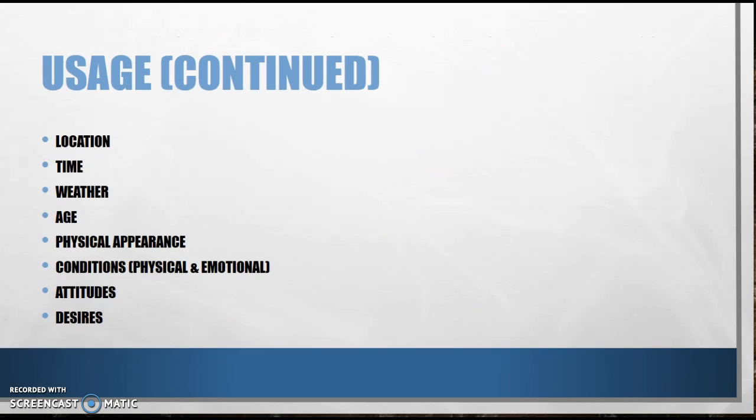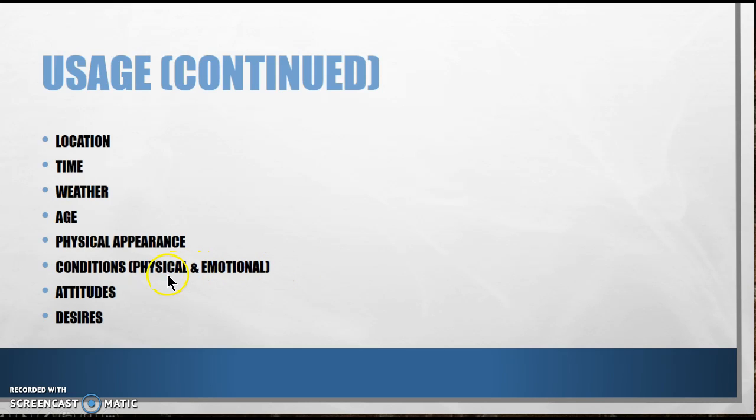So, some other ways that we use the imparfait if we're telling a story. Anytime we are referring to location, we're talking about time. So whether it was the day of the week, the month, so dates and times on a clock. Weather, age, if you're telling me when I was 5 years old, that would be in the imparfait. Physical appearance, so if you were describing what your best friend looked like on the day that you met, that would be verbs in the imparfait.